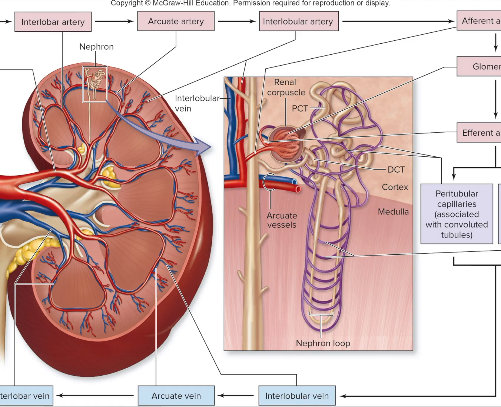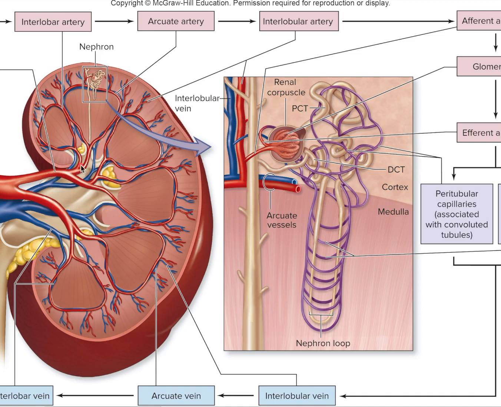So we have the renal artery coming in. If you remember, it's a branch off of the descending abdominal aorta. And right here near where the pelvis is, it will bifurcate into the segmental arteries here.